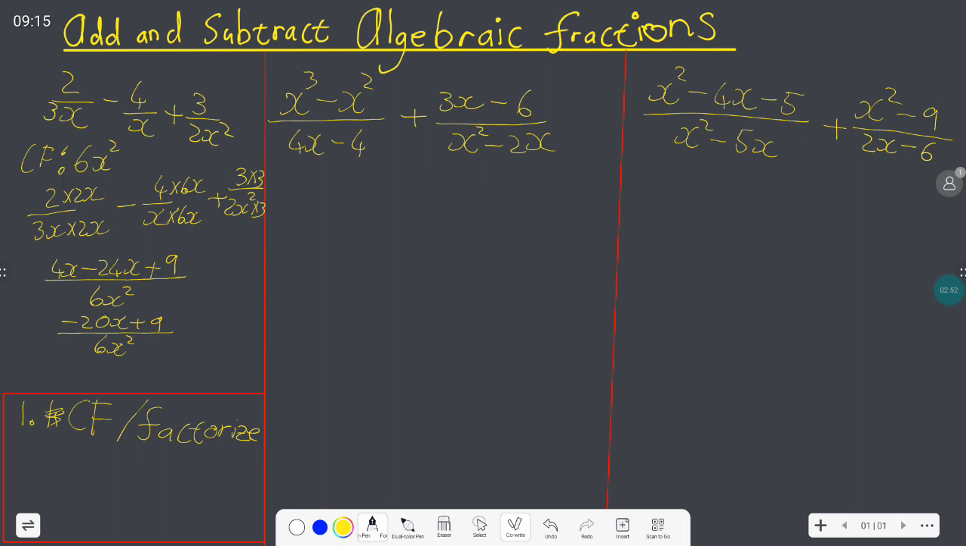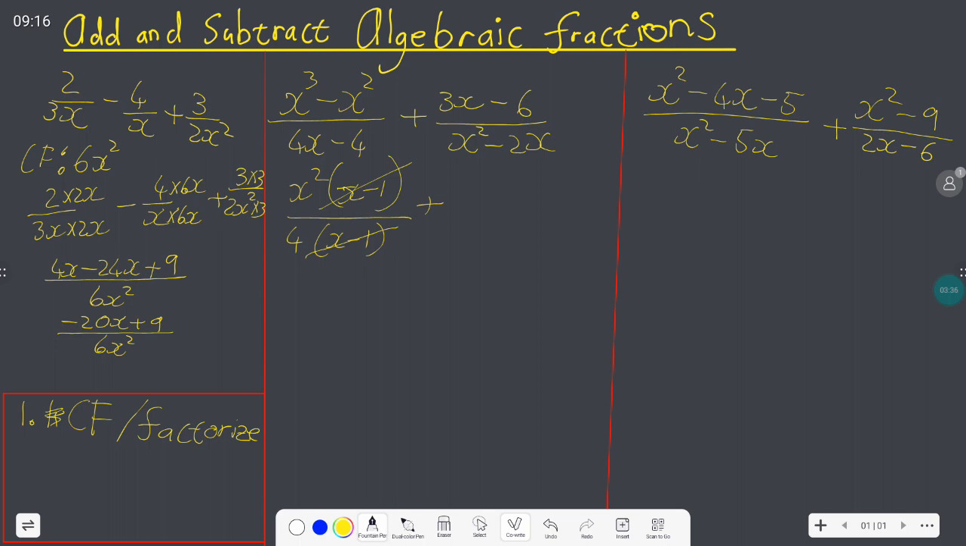At the top, what can I take out common in the first one? I take out x squared. I'm left with x minus 1. In the bottom part, what can I take out commonly? 4. I'm left with x minus 1. Is x minus 1 at the top and x minus 1 at the bottom in the same term? Yes. How is the term split? By plus or minus? Can I cancel these two out? Yes. Why? They're in the same term.